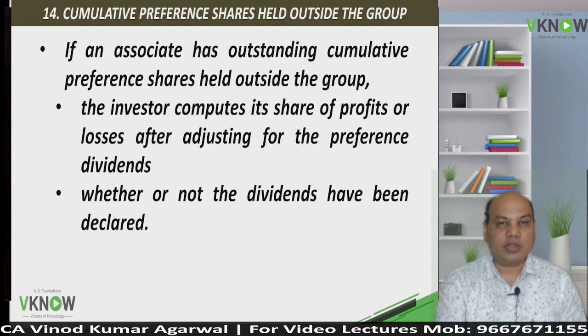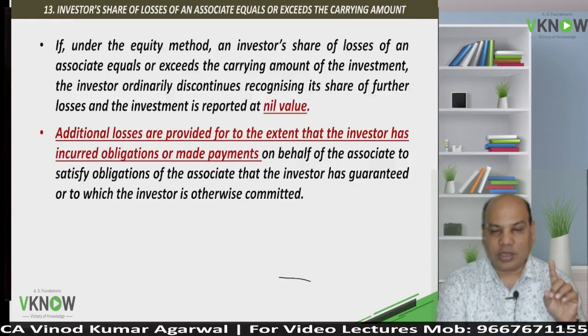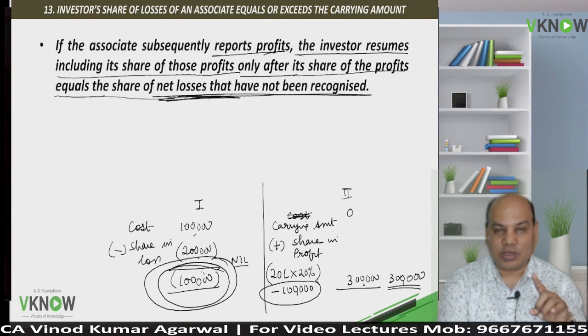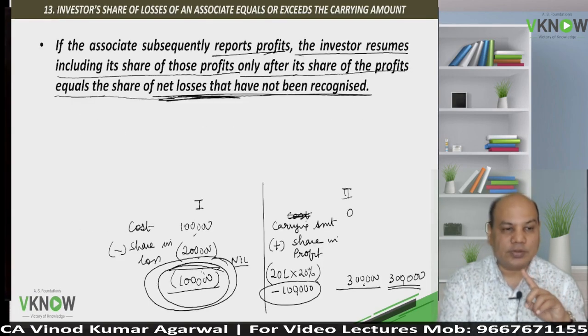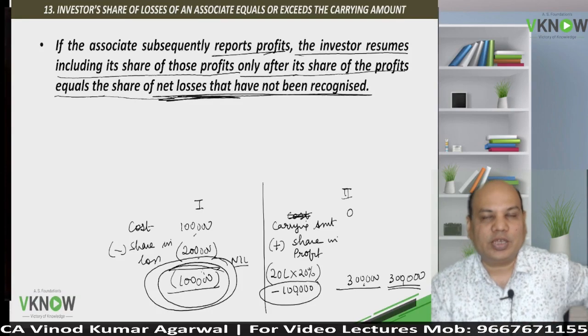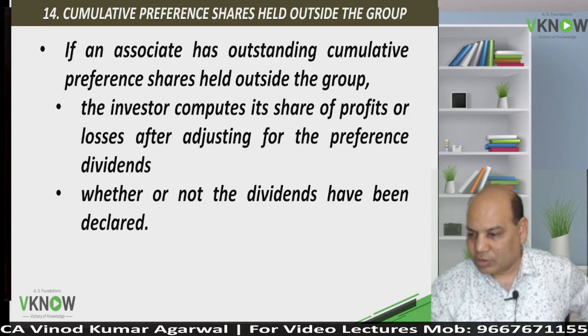Okay, so these were the 3 points relating to losses of the associate. First, after deducting the loss, carrying amount should not be negative. You can make it nil, but additional loss will be provided if the investor has undertaken an obligation. If the associate subsequently reports profit, first adjust the previously unabsorbed loss and then start making addition to the carrying amount of investment.